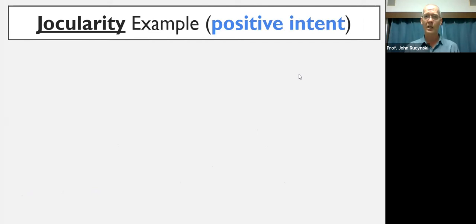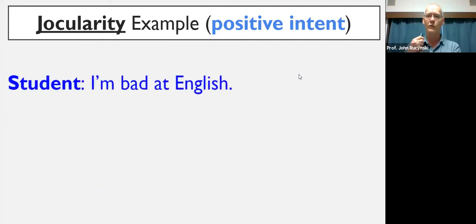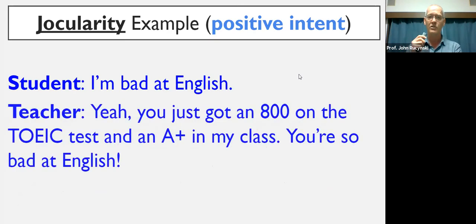But jocularity, again, is actually positive intent, but could hurt feelings or insult someone, as someone wrote on the Google Doc at the beginning. So student says, as most Japanese students say, I'm bad at English. And the teacher says, yeah, you just got an 800 on the TOEIC test and an A+ in my class. You're so bad at English. Okay, so actually the teacher has good intentions, just like the teacher before, trying to share jokes with the students. But even with an 800 TOEIC score, some students might not catch this sarcasm and could be hurt by such words.